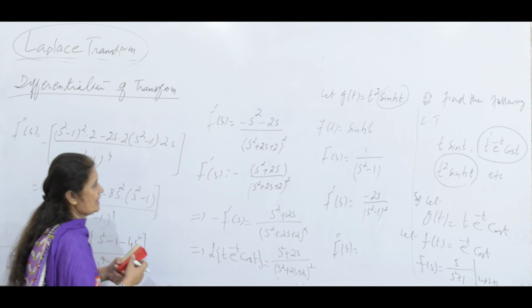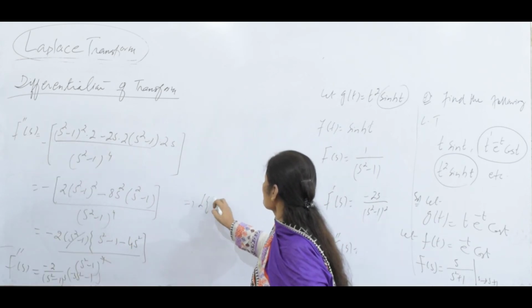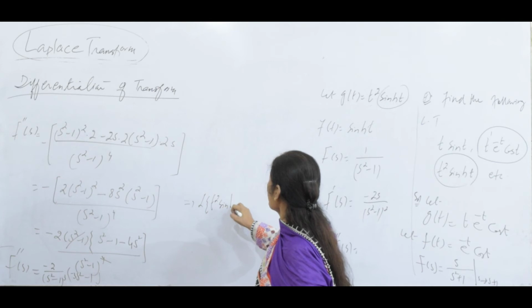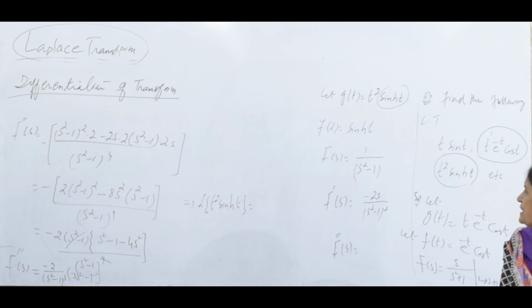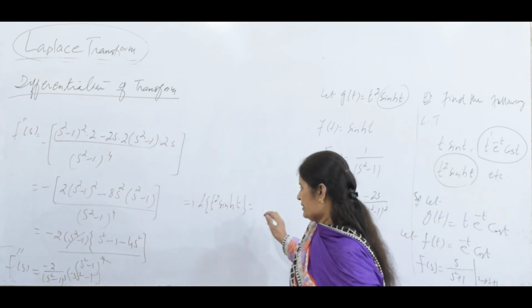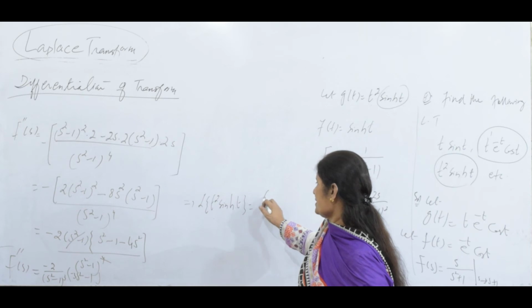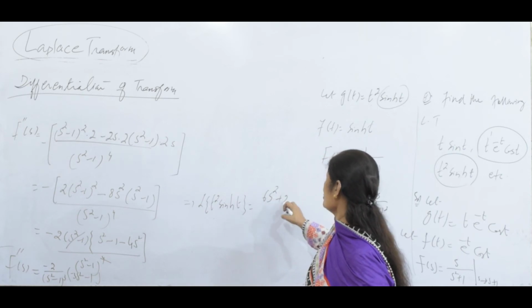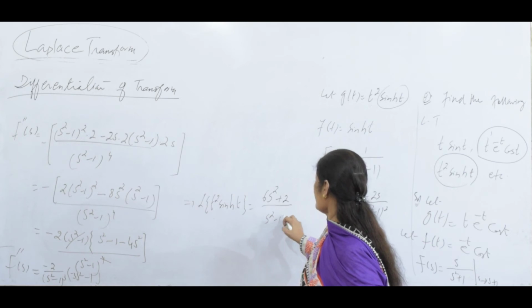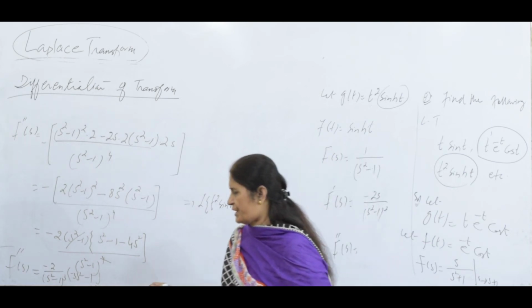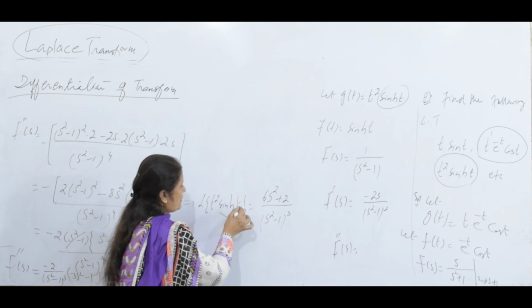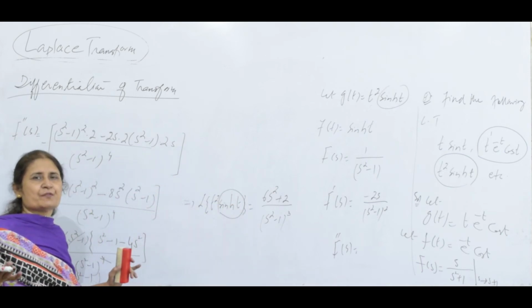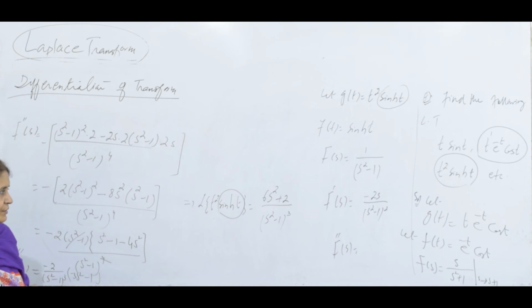F double dash. This implies the Laplace transform of t square sine hyperbolic t is minus, let me multiply this, 6s square plus 2 divided by s square minus 1 whole cube, because I have multiplied with this: minus 2 minus 3 plus 6s square minus 2 plus 2. Or you can write the hyperbolic function in terms of exponential, applying the first shifting theorem and getting the function back. You can do this.